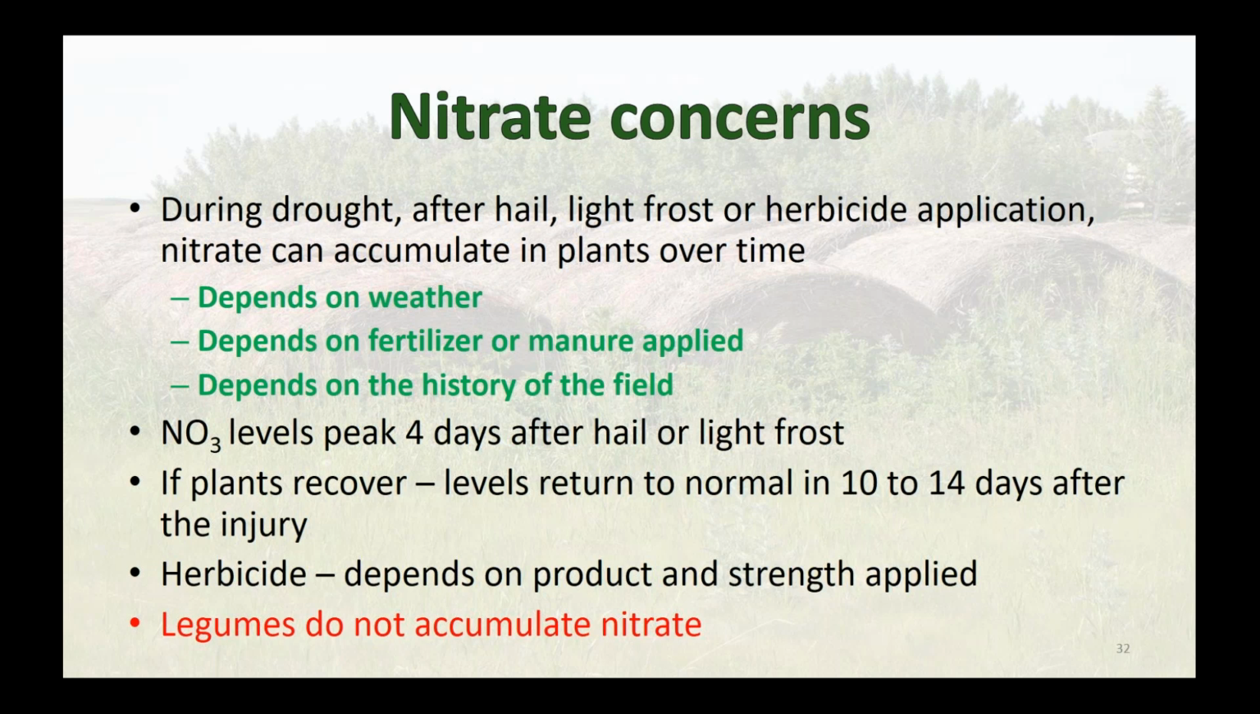But typically your weeds are the ones that will have more nitrate accumulation than the crop. Legumes have nodules in the root system. They limit the amount of nitrogen going into the plant on a daily basis. So in that case, alfalfas, peas, vetches, clovers, sainfoin, they do not accumulate nitrates. That's not a concern.